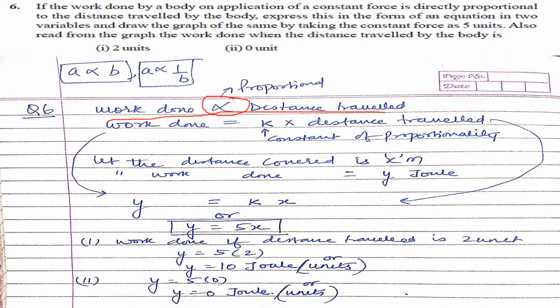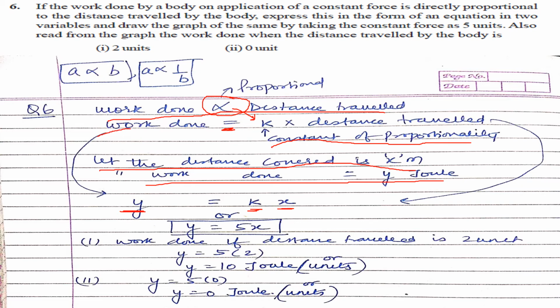This is the sign of proportional. When you remove the sign to bring the equal to sign, you have to bring one constant from your side, that is k. This constant is known as the constant of proportionality. Now let the distance traveled be x kilometers and work done be y joules. What is this joule? This joule is the unit of work done. Okay, so we can say y, that is work done, is equal to k, that is constant, into distance traveled. I've done nothing. I've just put this work as y, k remains k only as it is constant, and distance traveled is x. So this is the equation.